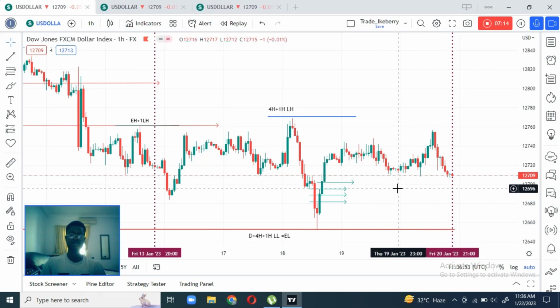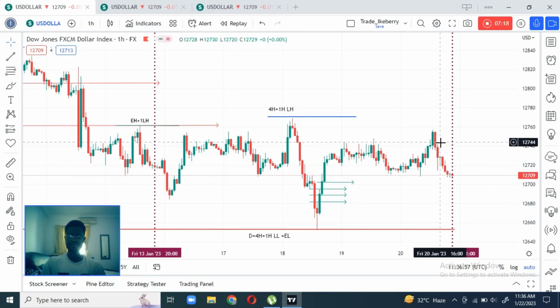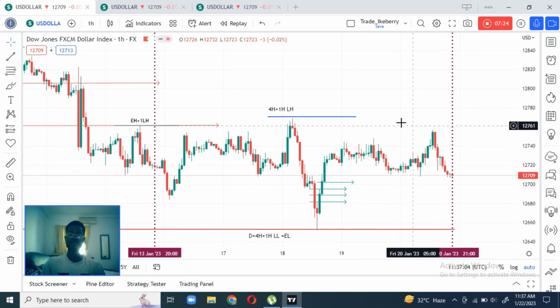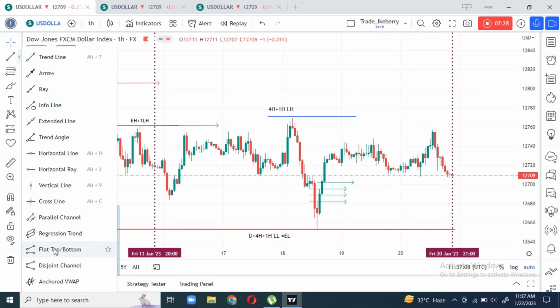So what do we expect price to do? Because we have some liquidities here, price can move right into any of these imbalances here and then move up. So I expect, let me, hold on.